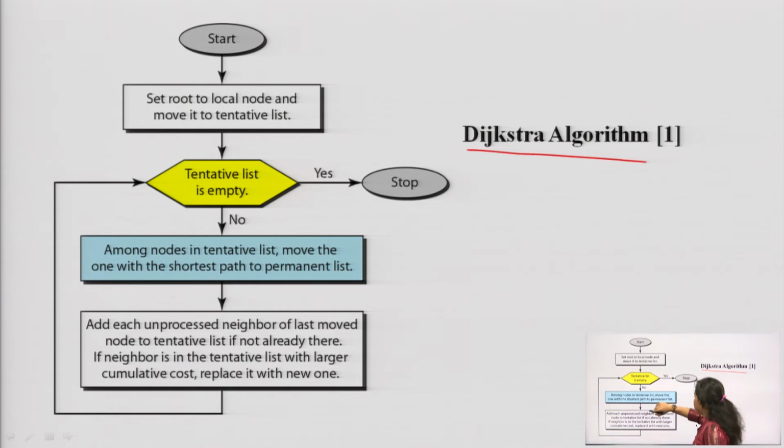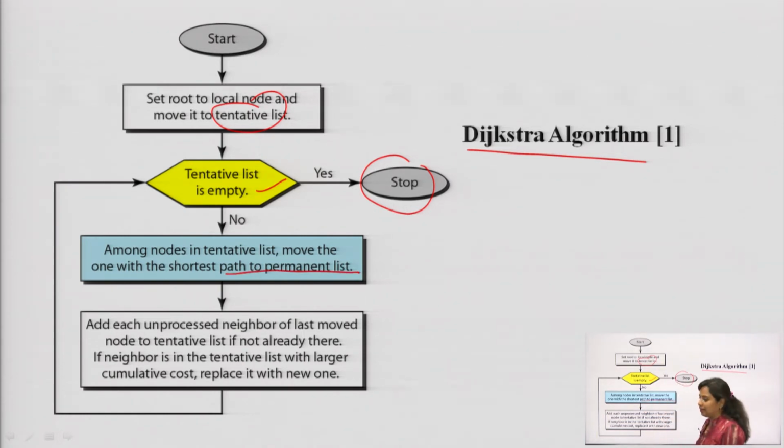So, this is set the routing route to local node and move it to the tentative list. Up to this point the list is not fixed; it is going to update depending on the packets which have been received. Then, the tentative list: it has to check whether it is empty or not. If it is empty, then it has to stop.